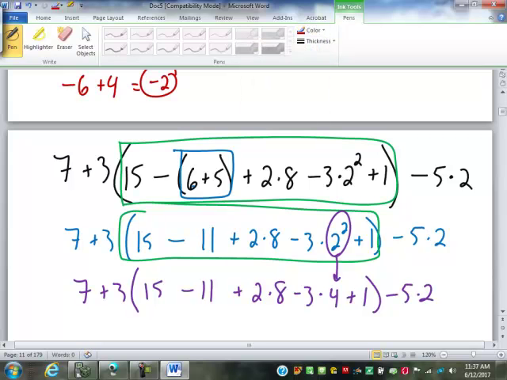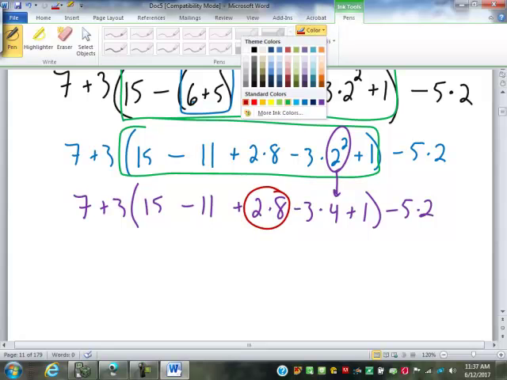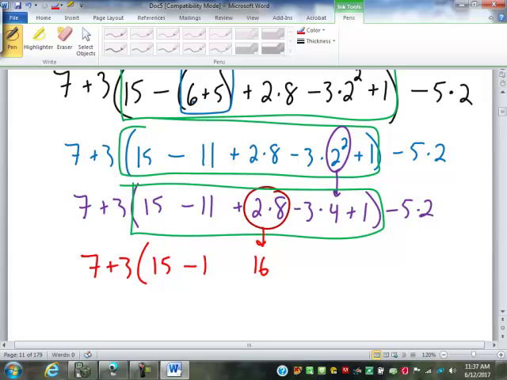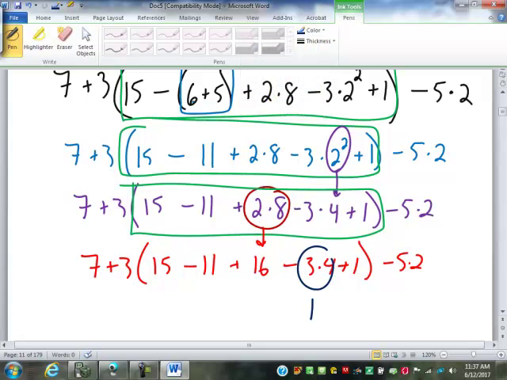What's next? Okay, so inside that box, inside the parentheses yet, I have multiplication and division yet. Or just multiplication, so I'm going to go left to right. So the first one I hit is the 2 times 8 is 16. And then I do have the 3 times 4 is 12.